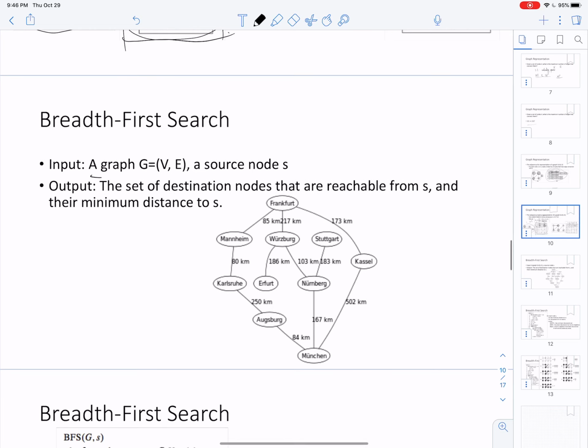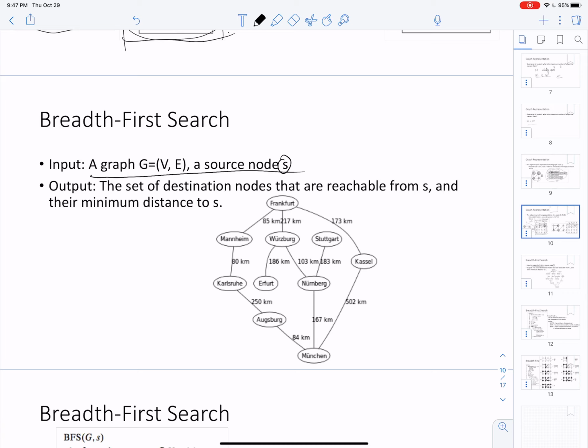This algorithm takes two input parameters. The first one is the graph, whereas the second one is just a node in the graph, which we call the source node. The output is the minimum distance from this node to all the other nodes in the graph.